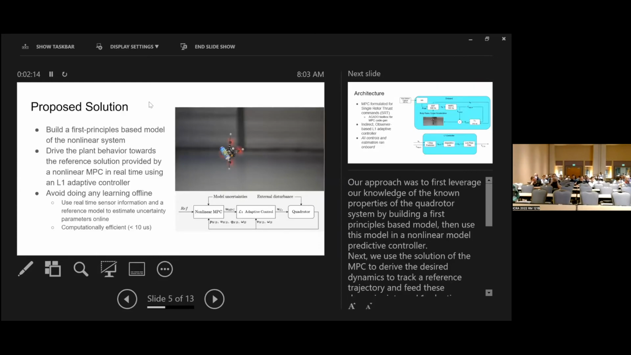So the proposed solution, at least the work that I'm presenting today, is that we do our best to first build a first-principles-based model of the nonlinear system. So we use our knowledge of dynamics and try to build a physics-based model. After that, instead of trying to learn some residual dynamics model, like using Gaussian processes or a neural network representation, we use an old-school adaptive controller to drive the real plant system towards some reference model that we think the system should behave as, our first-principles-based model. By doing so, we skip the step entirely of having to do any sort of learning or data gathering, preparation of data sets, training, whatever. And we have this extremely computationally efficient adaptive law that can compensate for these model changes in real time and instantaneously.